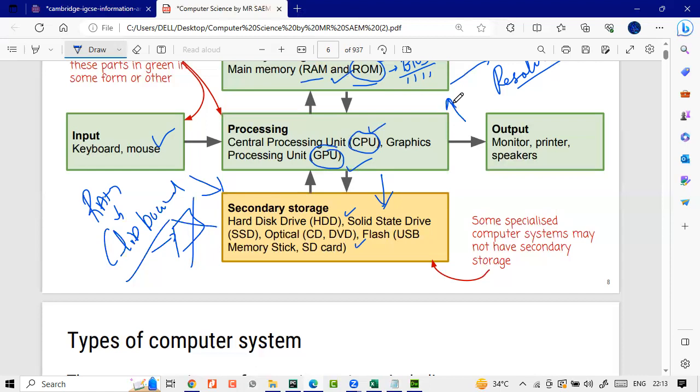Particularly in your RAM. Output obviously happens with the help of a monitor, printer, and speaker. When we talk about output, we're talking about digital to analog conversion, and when we talk about input, we're talking about analog to digital conversion. So we have DAC and we have ADC at the same time.